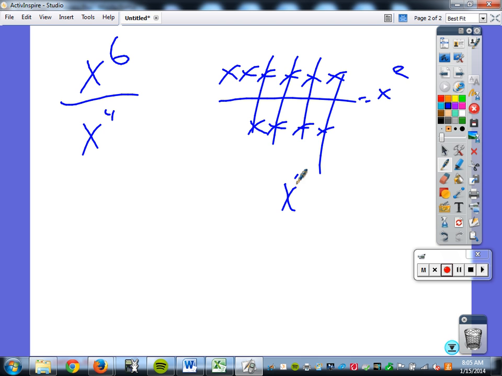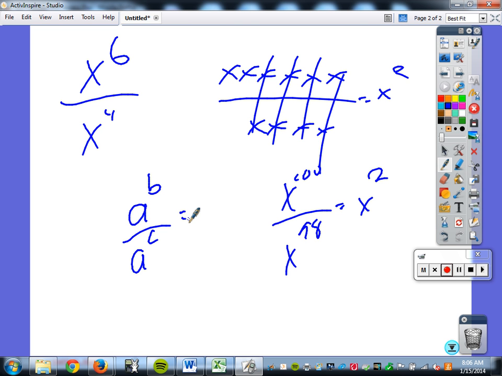What if I said x to the 100th over x to the 98th? Are you going to do 100 x's or 98 x's? Would that be fun? So if we learn the rule, it helps us in time, right? So this would be x squared because I go 100 minus 98. Right? So if I had a to the b over a to the c, what is our generic rule? It is a to the b minus c.